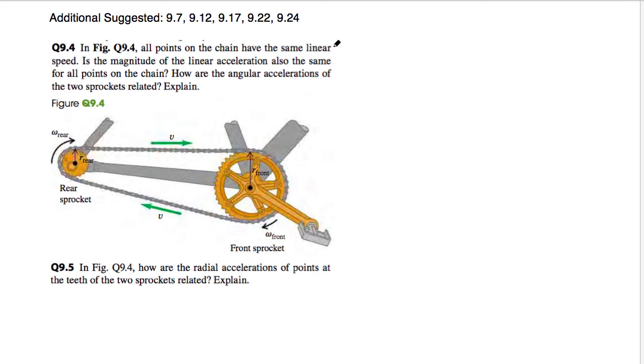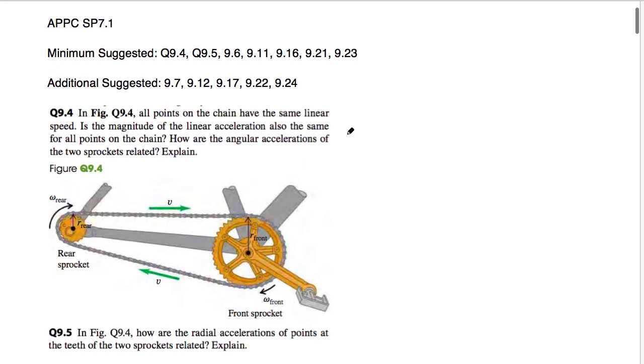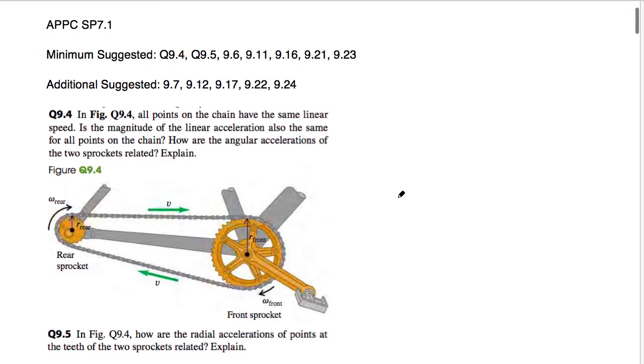Hello, these are the solutions to AP Physics C suggested problem set number 7.1, the minimum suggested problems, as you can see up here. We also have some additional suggested problems, and these are all related to rotational motion.